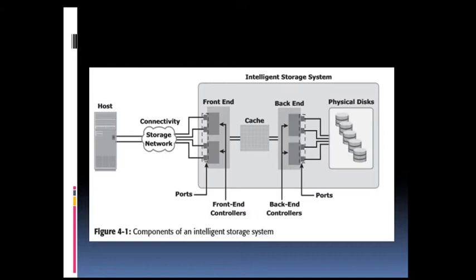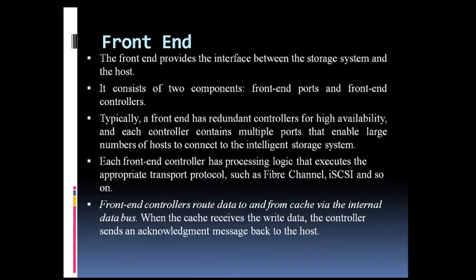An IO request that is received from the host at the front end port is processed through the cache and back end to enable the storage retrieval of data from the physical disk. A read request can be serviced directly from the cache if the requested data is already found in the cache. In modern intelligent storage systems, the front end, cache and back end are typically integrated on a single board that is referred to as storage processor or storage controller. Now let us see these components in detail one by one.